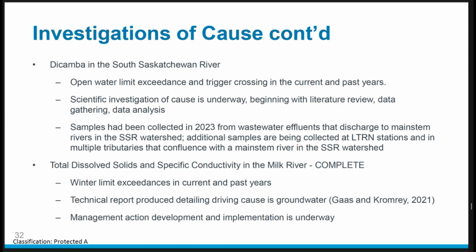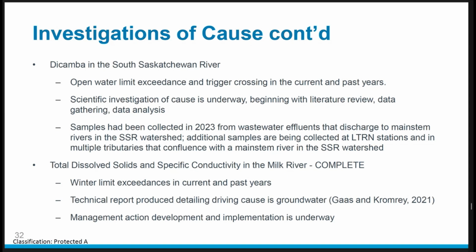For source tracking, we are looking at samples collected in 2023 from wastewater effluents that discharge to main stem rivers in the South Saskatchewan River watershed. Additional samples are being collected at stations on the South Saskatchewan River and in multiple tributaries to the South Saskatchewan River.